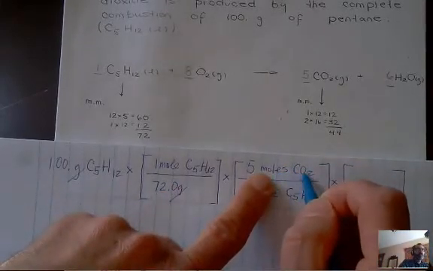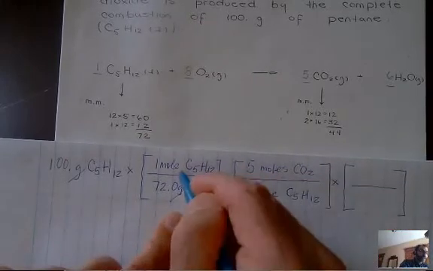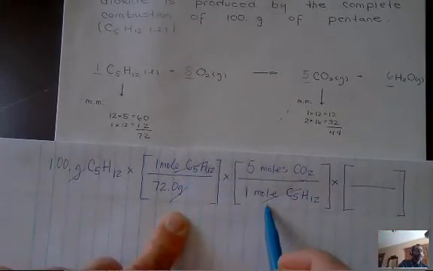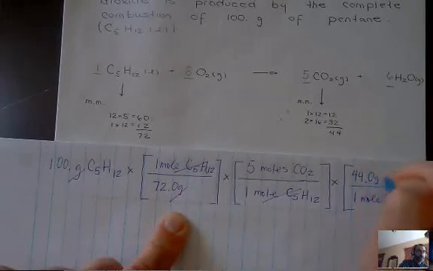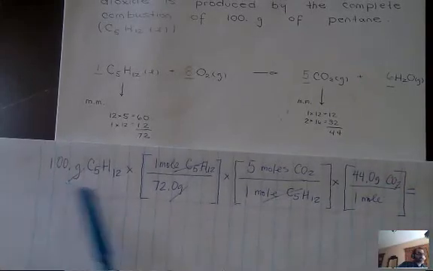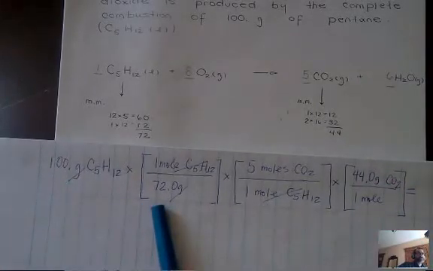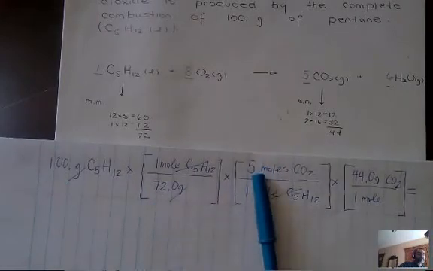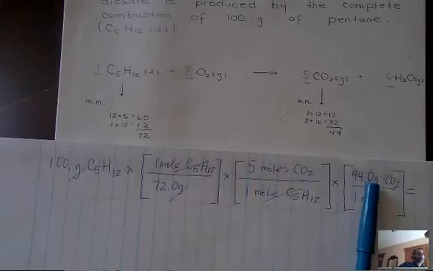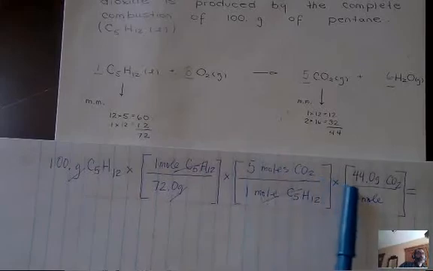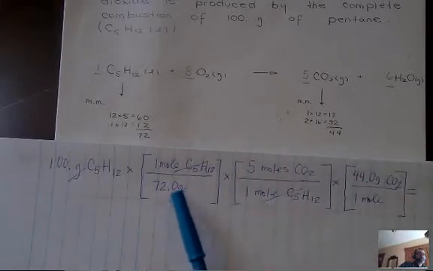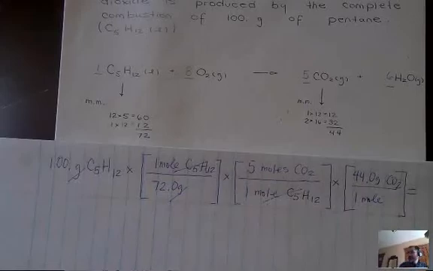What am I in right here? This is moles of pentane, right? Excuse me, moles of carbon dioxide. Moles of pentane already canceled out. So I'm in moles of carbon dioxide. We know that 1 mole of carbon dioxide is equal to 44.0 grams of carbon dioxide. So mathematically, I'm going to take 100 divided by 72, get the answer. Take that answer, multiply it by 5. Take that answer and multiply it by 44. Alternatively, you could take 100 times 5 times 44, get that answer, and divide the whole thing by 72. Either way, you should get the same result.